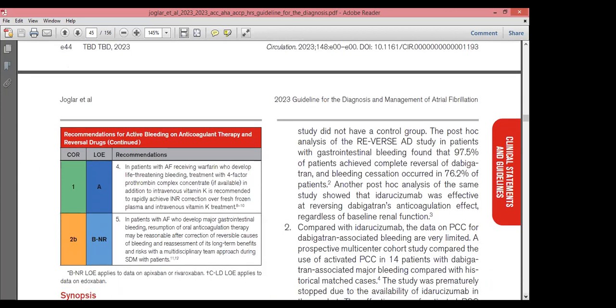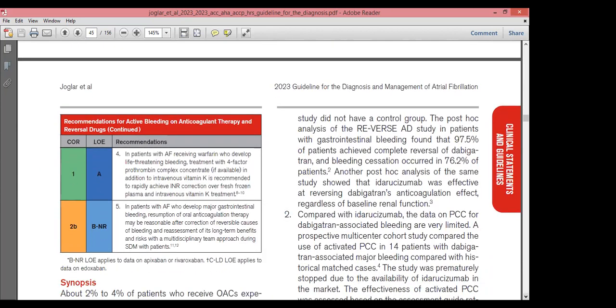Okay, another class 1, now talking about warfarin. They said in patients with AF receiving warfarin who develop life-threatening bleeding, treatment with 4-factor prothrombin complex concentrate, if available, in addition to IV vitamin K is recommended over fresh frozen plasma with IV vitamin K. So here they're saying that the patient has AF, is receiving warfarin, and started having life-threatening bleeding. It's advisable you use both IV vitamin K and 4-factor prothrombin complex concentrates. So it's better than using fresh frozen plasma and IV vitamin K.